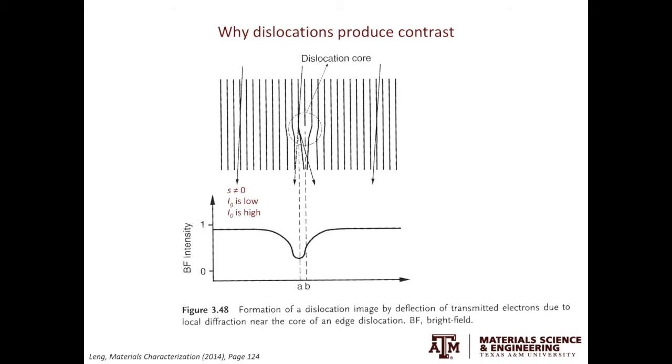However, around the dislocation core, because there's local bending, locally the diffraction condition is the Bragg condition. The intensity of the diffracted beam will be high, and consequently the intensity of the direct beam will be low. Locally it will appear dark. And this gives you the diffraction contrast that allows you to see dislocations in TEM.